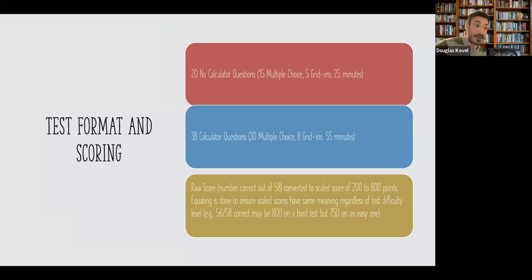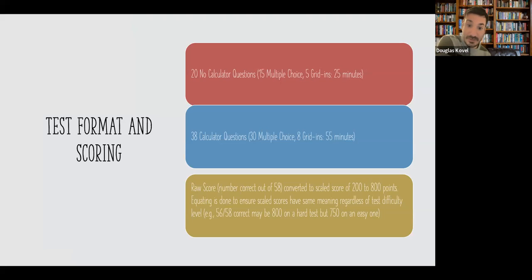So as I talked about a little bit last week on the reading part, the SAT uses a process known as equating, and that's done to ensure that scaled scores have the same meaning, regardless of whether a student happens to randomly get a harder test or an easier test. So a 700 has the same meaning as a 700 on a different edition of the test, even if one test happened to be harder than the other.